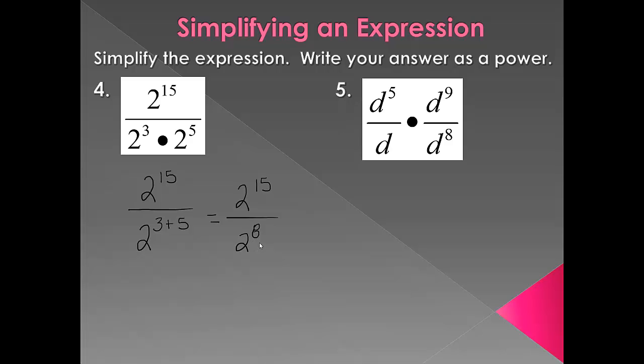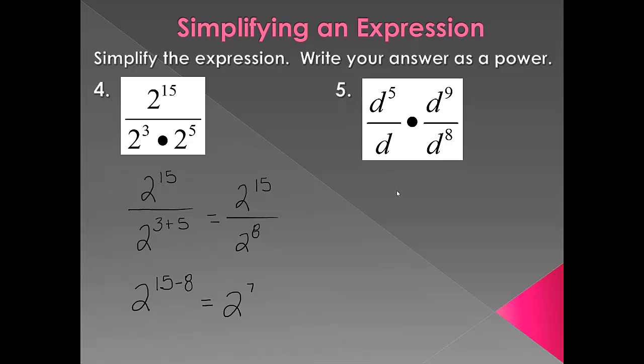Now I'm going to use my quotient of powers property to solve. Since I have the same base, which is 2, I will subtract my exponents, 15 minus 8. And 15 minus 8 is 7. So my answer is 2 to the 7th power.